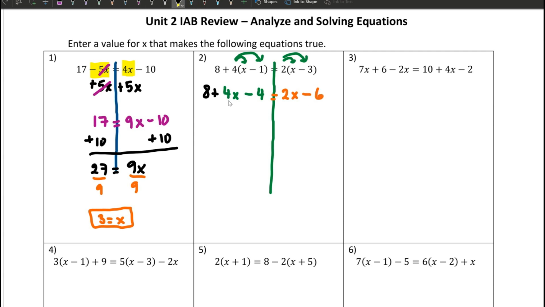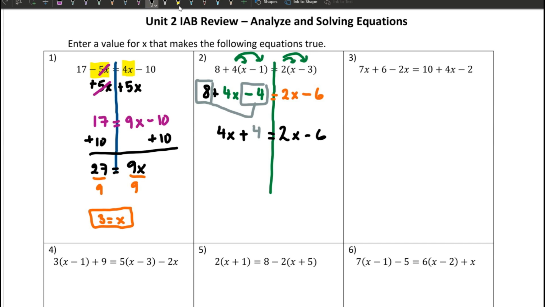Now, we're almost there. I'm about to say get the variable on the same side, but in this case we can combine like terms first. 8 minus 4 is positive 4. Then we bring down the rest: 4x plus 4 equals 2x plus 6.